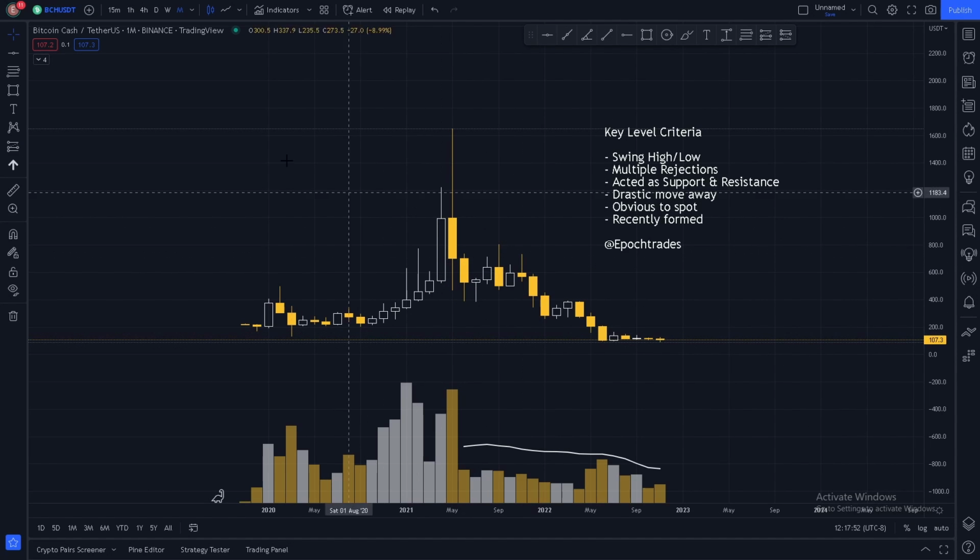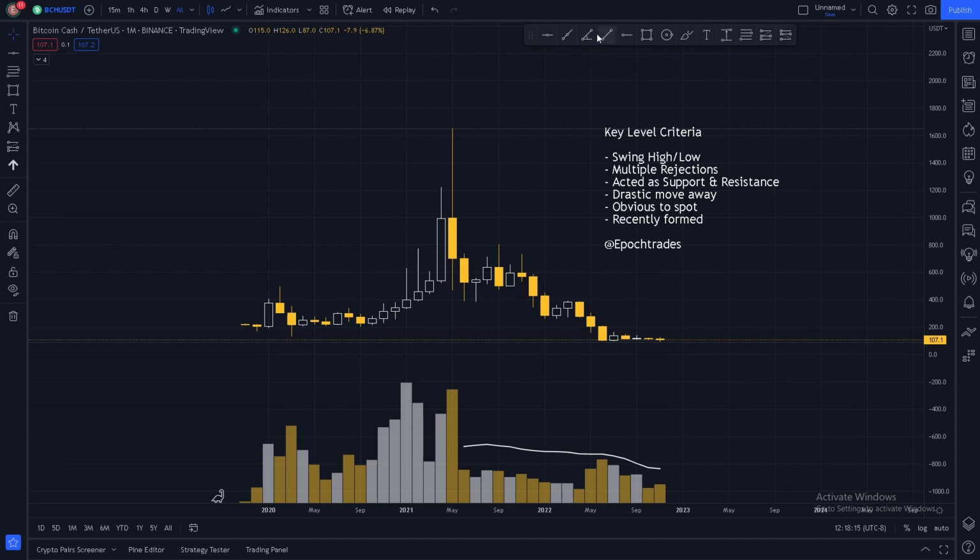Today we're going to be covering key levels on the monthly and weekly timeframes for Bitcoin Cash. So, as always, our key level criteria: we look for swing highs and swing lows, multiple rejections, acted as support and resistance, drastic moves away, obvious to spot, and recently formed. So, let's go ahead and hop right in.